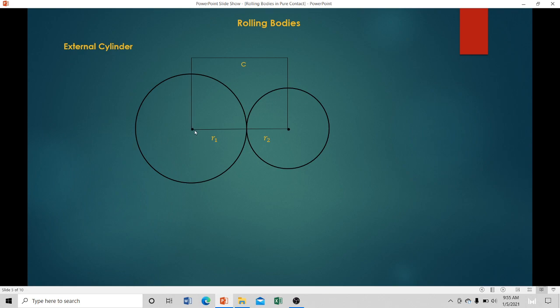So the distance between these two centers, we call it the center distance, or C, where the equation is C is equal to R1 plus R2, or the sum of the radii of these two cylinders. In terms of diameter, C is equal to diameter 1 plus diameter 2 over 2.